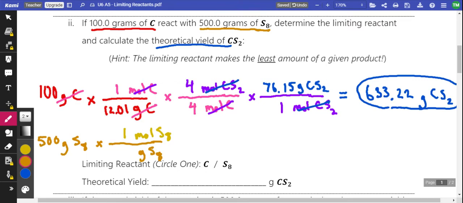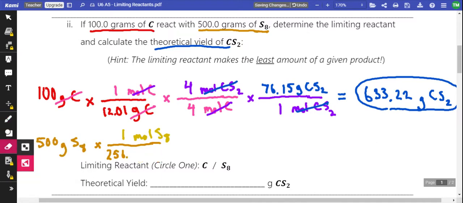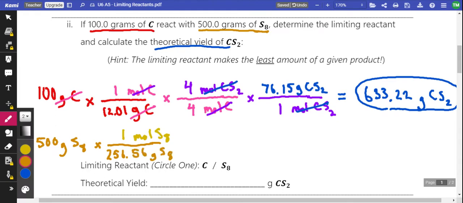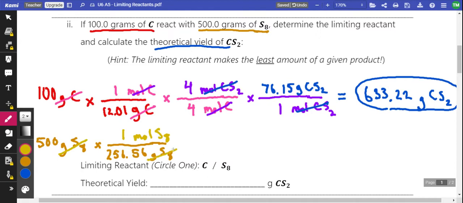Okay, that's 256.56. That is a massive molecule. 256.56, I'm going to run out of room here. Scooch this over. 256.56 grams of S8. All right. When I work out the math, this will cancel out my grams of S8 units. Then it is on to the next fraction bar.